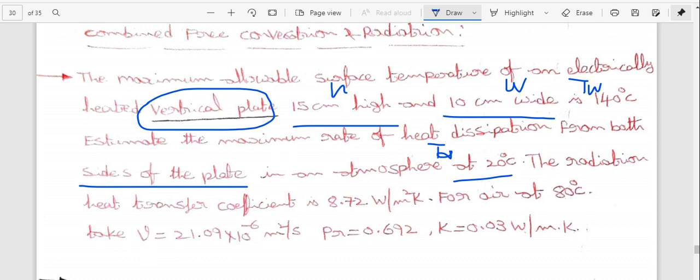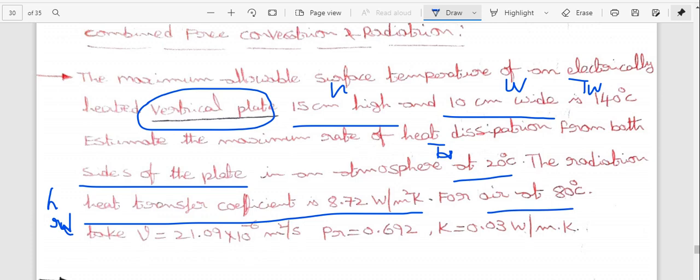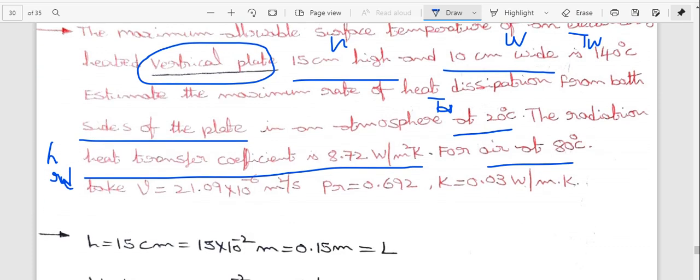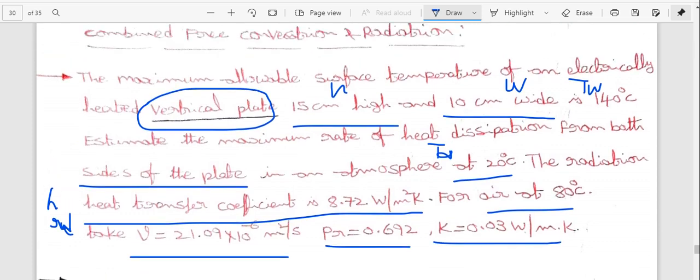The radiation heat transfer coefficient is 8.72, that is, h radiation is equal to 8.72 watt per meter square, for air at 80 degrees. So in the radiation, air is at 80 degrees. Take the v value, Prandtl number value and k value.